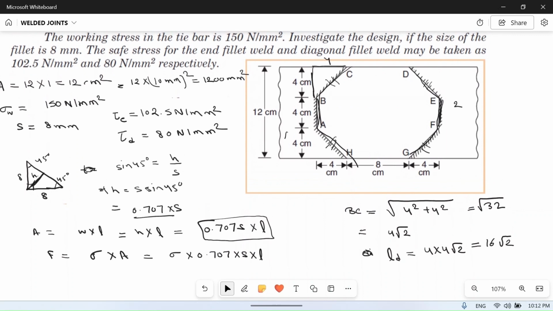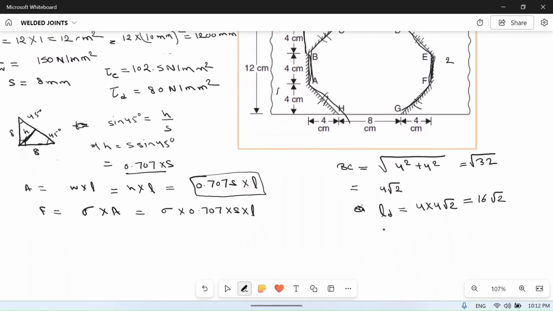So this is in centimeter, so we have to convert into mm. So LD will become 160 root 2 mm. Now for end member, length is 4, so L end is equal to 4 plus 4 is equal to 8 centimeter, which is equal to 80 mm.